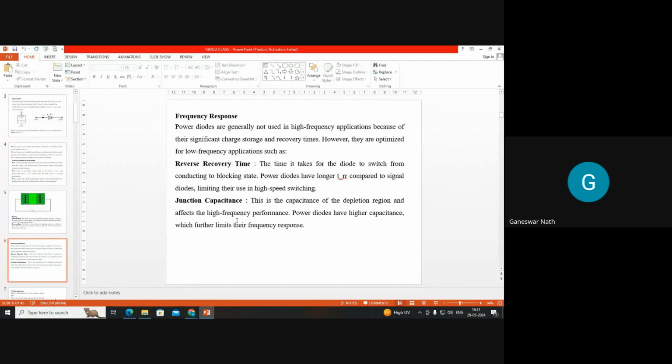And the junction capacitance is developed due to the diffusion of the charge carriers across the junction. This also affects the frequency response to the frequency of the AC supply. So these are some of the characteristics of the frequency response for the power diode.